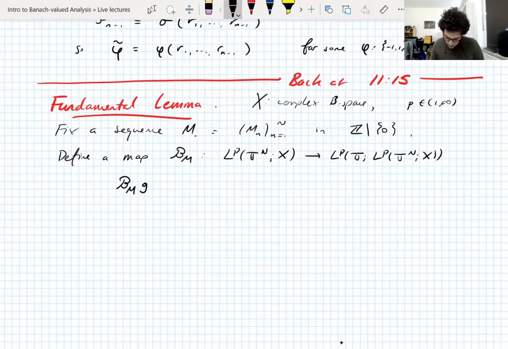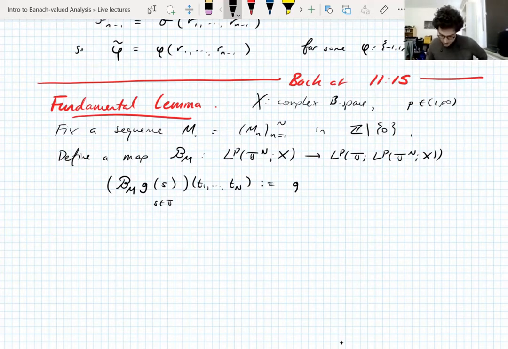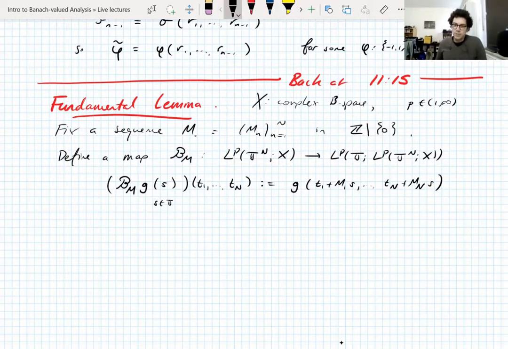If you've got a function g on the capital N torus, and you have your variable s in the 1 torus, this is a function of capital N variables, so we need to specify what's happening to the capital N variables on the capital N torus. I said I'd say capital N, but I can't bring myself to do it. And we define this by taking the function g, and I'll write it out and then I'll draw a picture. Like so, it's a change of variables.